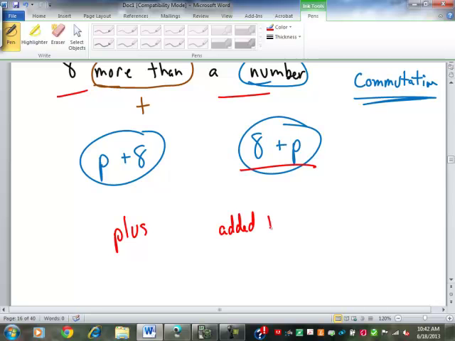Added to. 8 added to a number. Increased by. A number increased by 8 would be p plus 8 or x plus 8 or whatever. One that a lot of people have forgotten is sum. The sum of a number and 8 is x plus 8 or 8 plus x. And of course there are others out there, but those are the ones you'll see most often.